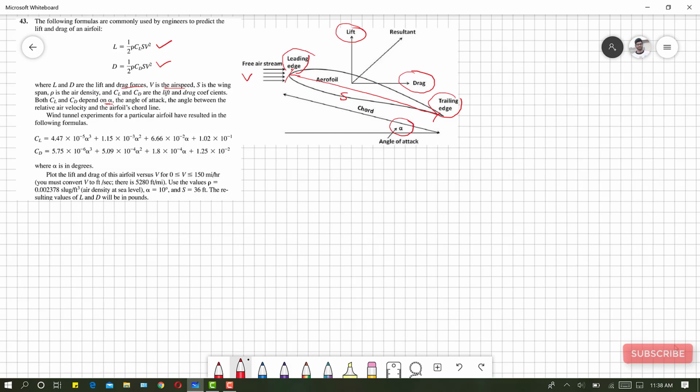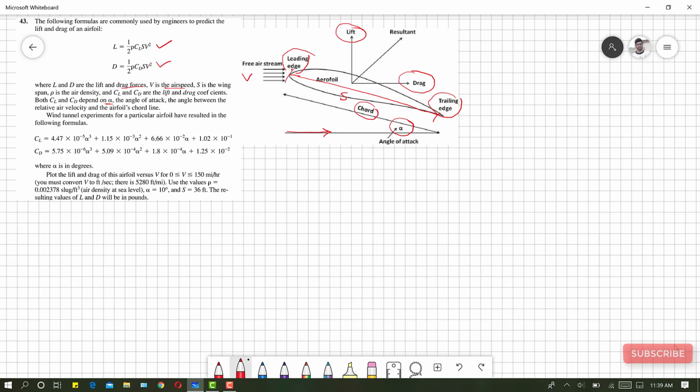So the angle of attack is the angle between the relative air velocity and the airfoil's chord line. So this is the chord line and this is the air direction. So the angle between the chord and the velocity is called angle of attack. So it's the angle between the relative air velocity and the airfoil's chord line.